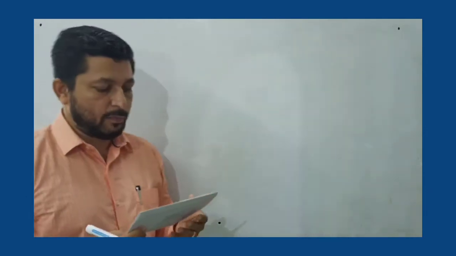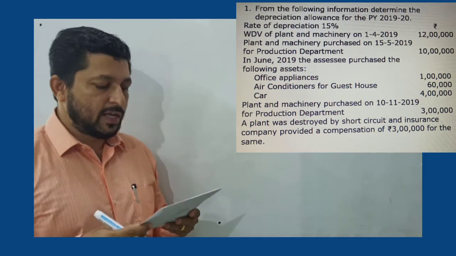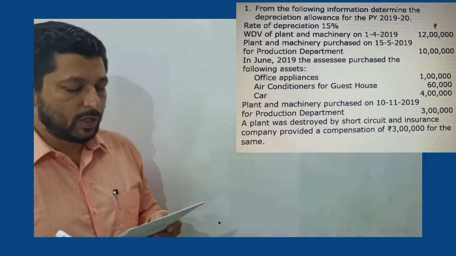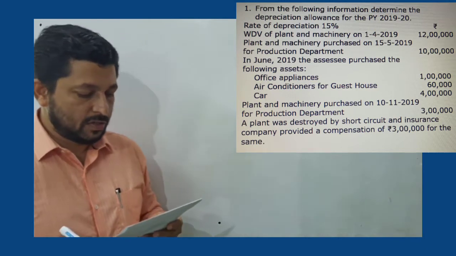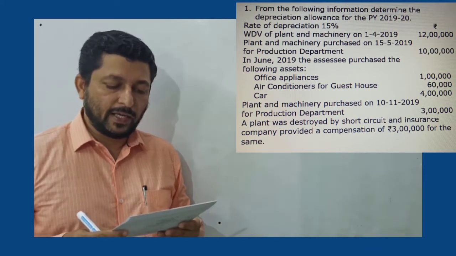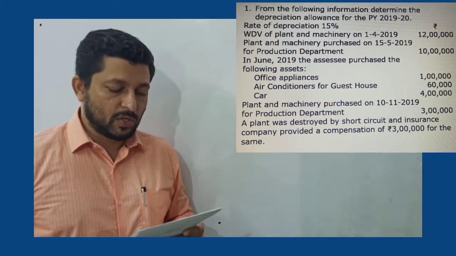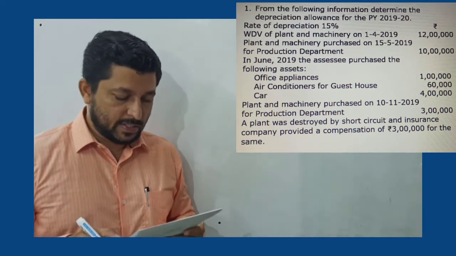Now in this particular session, we are going to solve a problem on charging depreciation, including additional depreciation. Let's look at this particular problem. From the following information, determine the depreciation allowance for the previous year 2019-20. Rate of depreciation for the block is given as 15%. WDV of plant and machinery on 1st of April 2019 is 12 lakh. Plant and machinery purchased on 15th of May 2019 for the production department is 10 lakh.